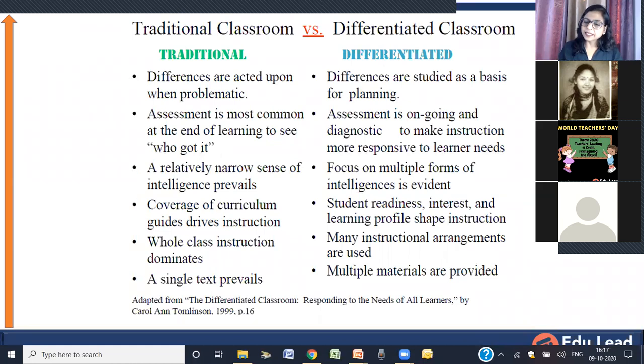What are the basic differences between them? Now, the first difference here is that differences are acted upon when problematic. When I say this, just consider that you've received the class 11th half-yearly marks.